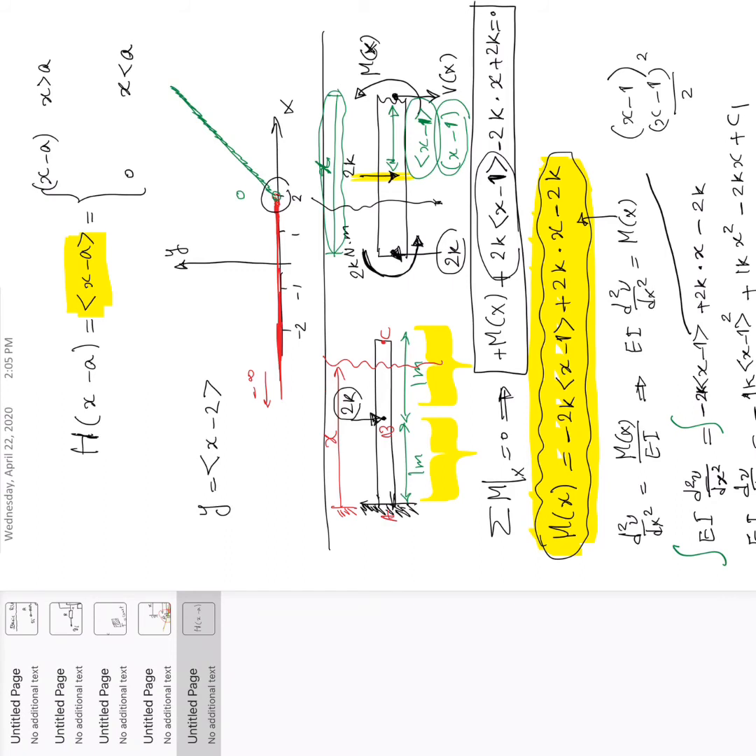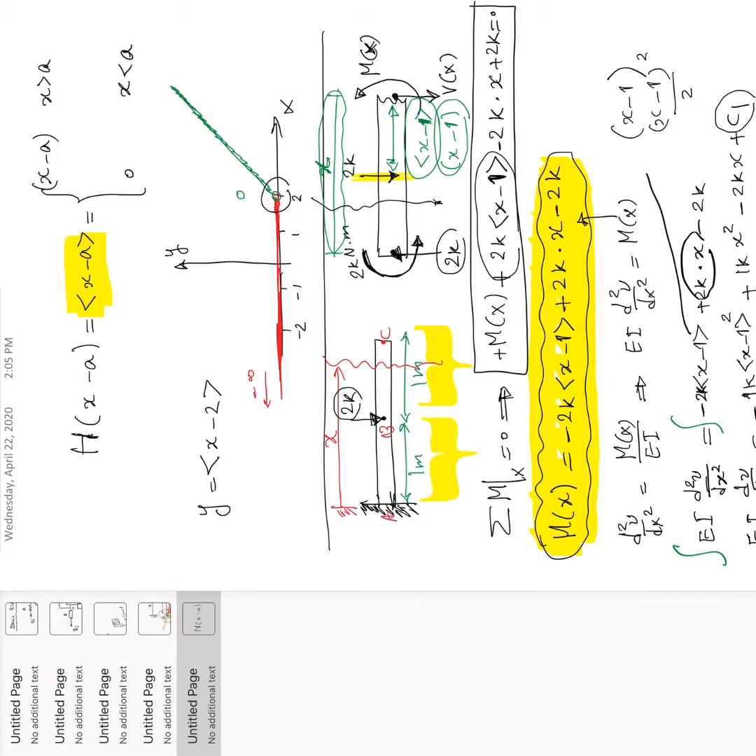And the 2 cancels out with the 2 on the left, so you get negative 1k Heaviside x minus 1 to the second power. Now take the integral of the second term: you get 2k times x squared over 2, the 2 cancels, you get 1k x squared, and finally negative 2k times x plus c1. So again, you see you have a constant of integration right here.